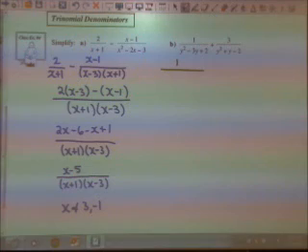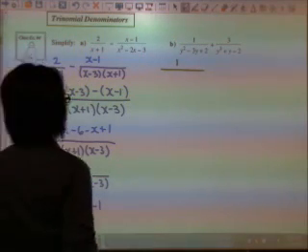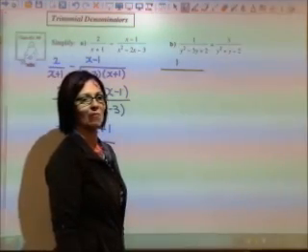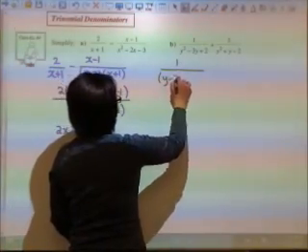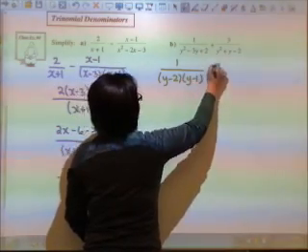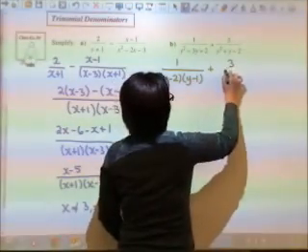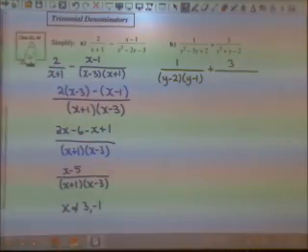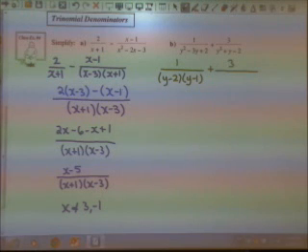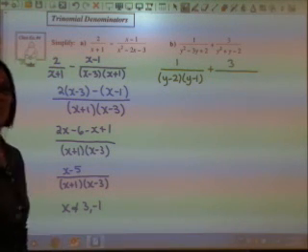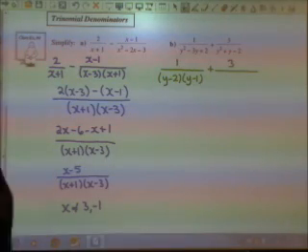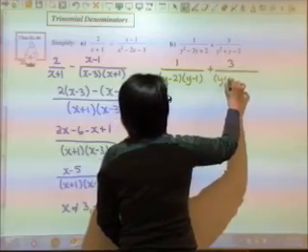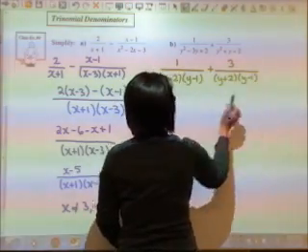Factor by inspection. Okay, so when I factor by inspection, what do I get? I haven't figured that out yet. Y minus 2 and y minus 1. Yes. Factor the next trinomial. What do you get? Y plus 2, y minus 1.